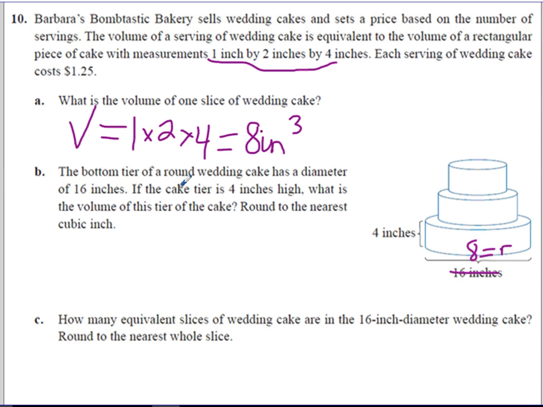The bottom tier of a round wedding cake has a diameter of 16 inches, and the cake tier is 4 inches high. What is the volume of this tier of cake? Round to the nearest cubic inch, so we're rounding to the nearest whole number.